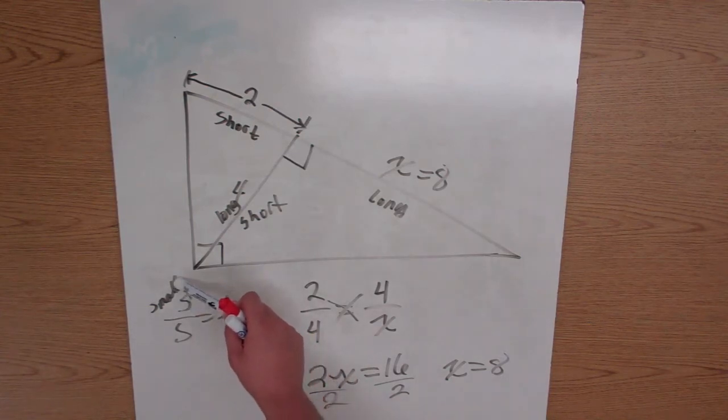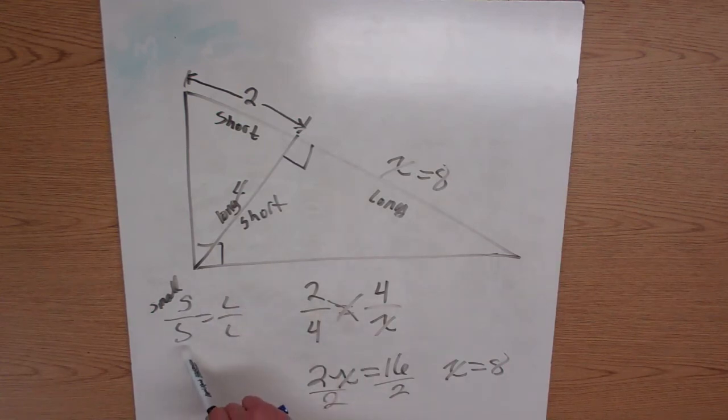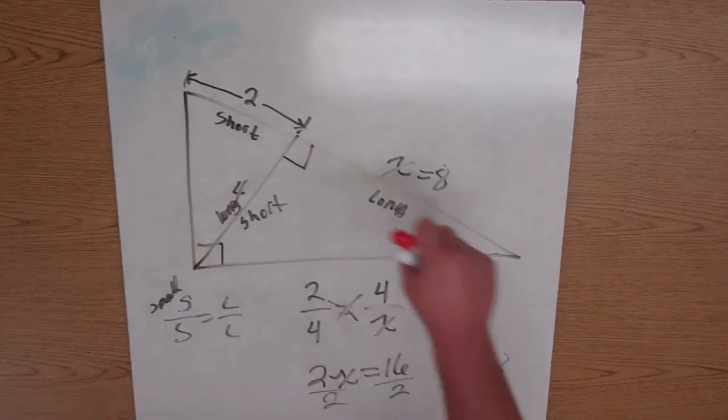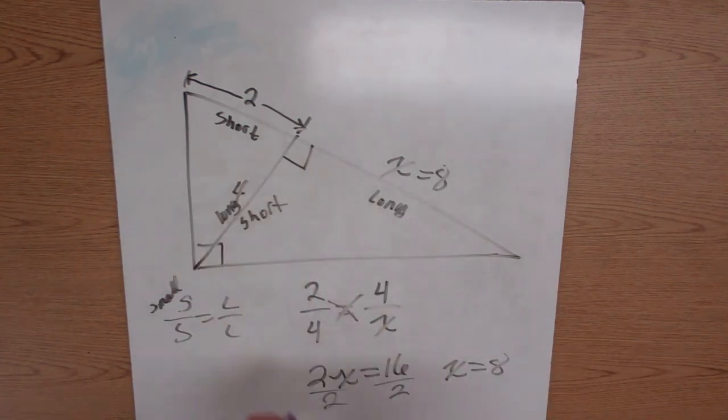This is the short leg of the small triangle, so this has to be the long leg of the small triangle. This is the short leg of the large triangle. This has to be the long leg of the larger triangle. Now, I'm not talking about the original triangle. I'm just talking about these two here. This is the bigger one. This is the smaller one. Okay?